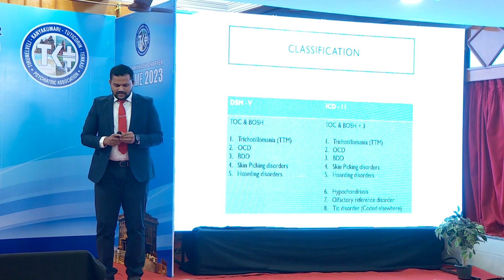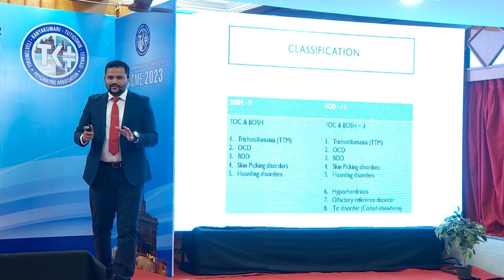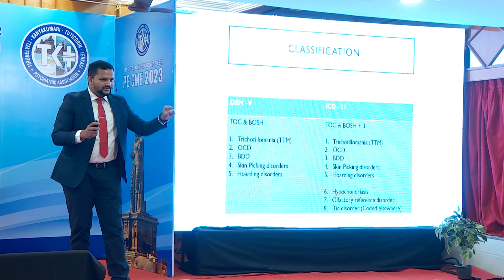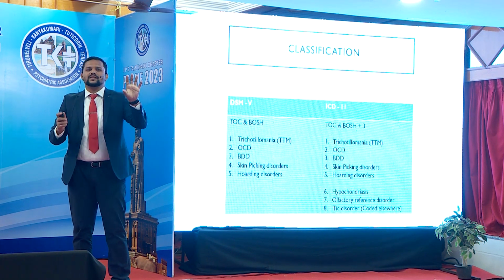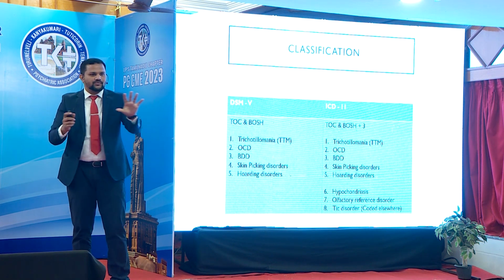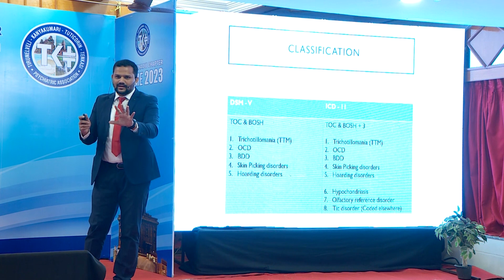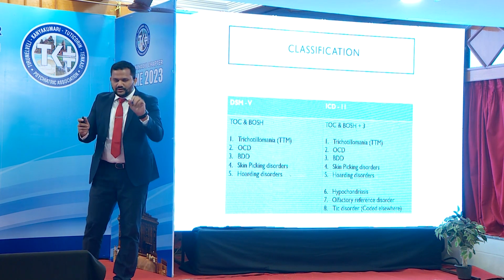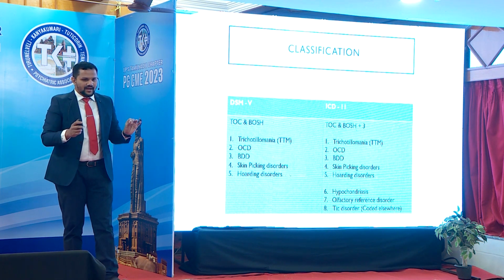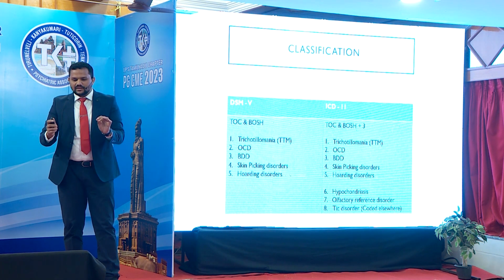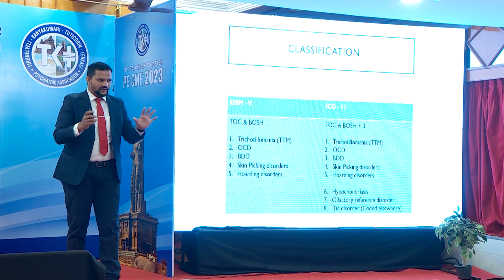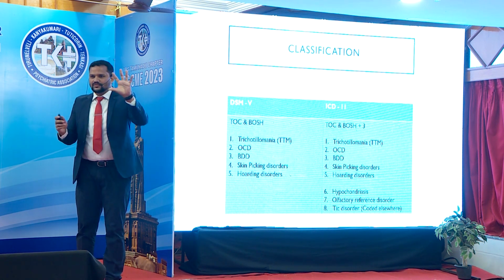The classification systems are DSM and ICD-11. For DSM, the OCRDs are 5. The token BOSCH, you remember it in this way. I will use 4 or 5 code words like this, which will be helpful for your exam to write theory and for practical discussions. The token BOSCH can be expanded as trichotillomania, obsessive compulsive disorder, body dysmorphic disorder, skin picking disorder, and hoarding disorder. In DSM-5, we have 5.